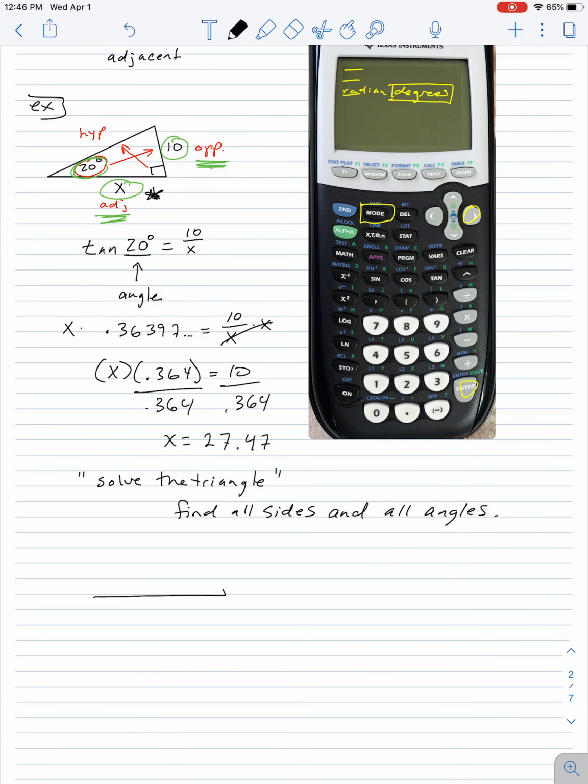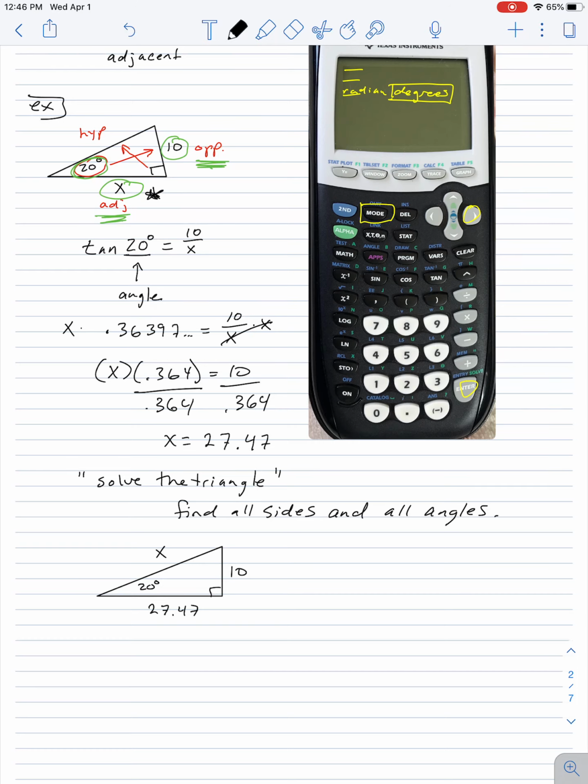I'm going to draw the same picture again, and this time I have 10 here and 20. That's still given. If you want to, you can fill this in. Now we know this is 27.47, and I want to find this value now, my third side. There's two ways to do that. The first is you can set up another trig function.